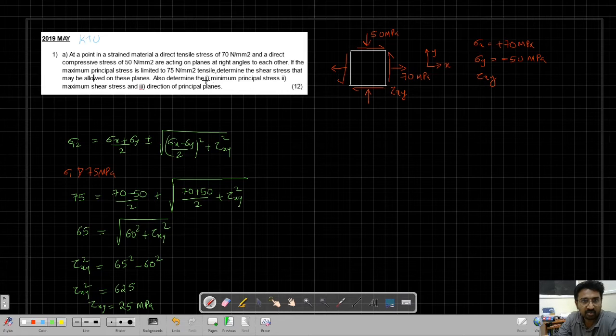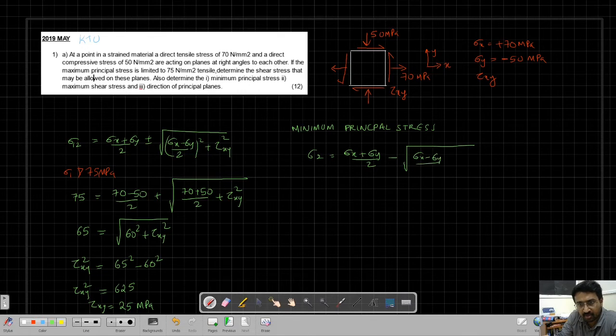So that is done. Now they are asking what is the minimum principal stress. The minimum principal stress is nothing but sigma 2. Sigma 2 is equal to sigma x plus sigma y by 2 minus under root of sigma x minus sigma y by 2 whole square plus tau xy square. Okay, so this is one way of finding it.